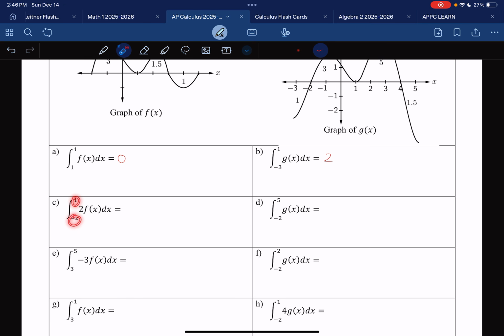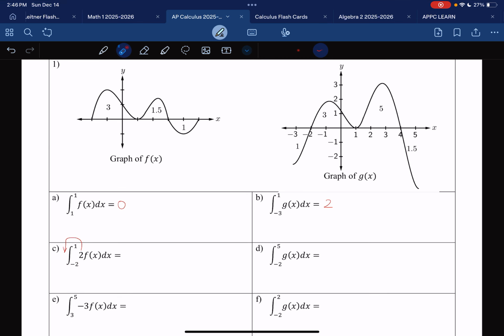between -2 to 1, and then whatever that area is, we'll double it. Remember that 2 can come on the outside, so that 2 is really on the outside. You're doubling whatever the area is between -2 and 1. Between -2 and 1 is an area of 3. And therefore this is going to be 2 times 3, which is a total area of 6.